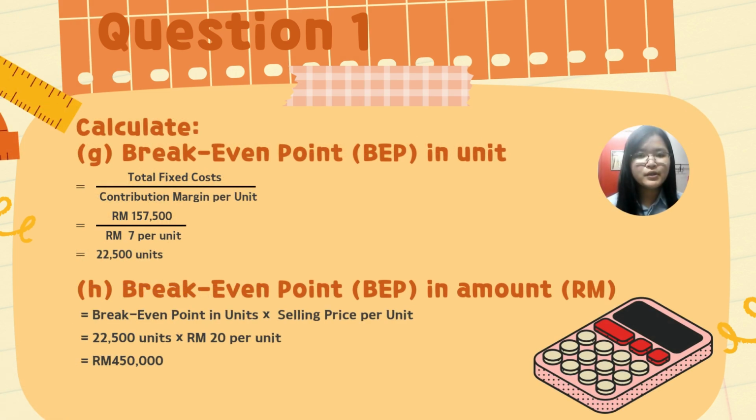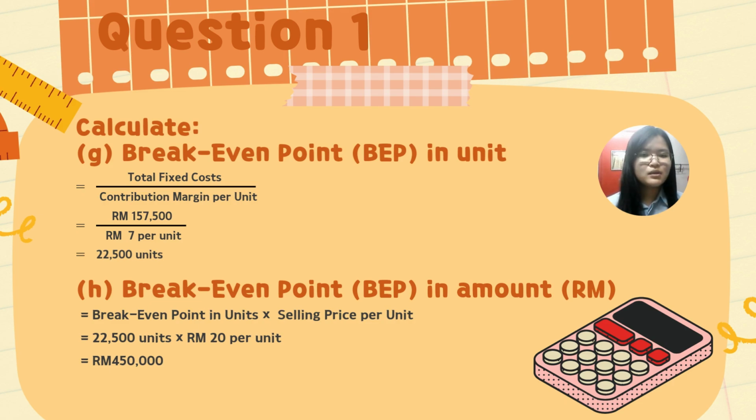G. Calculate the break-even point in units. Break-even point is when total contribution equals total fixed cost. We divide total fixed cost by contribution margin per unit. So RM157,500 divided by RM7 equals 22,500 units. H. Calculate the break-even point in sales value. This is obtained by multiplying the break-even in units by the selling price per unit.